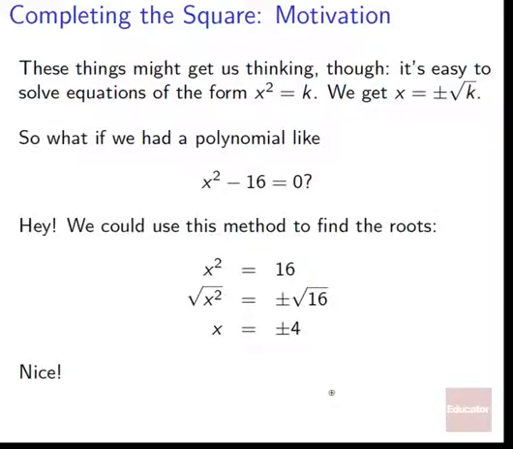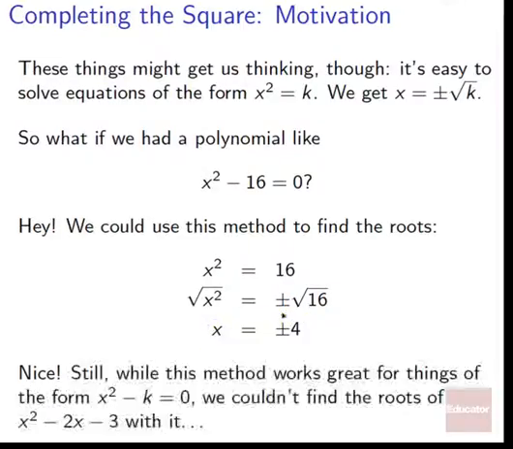So what if we had a polynomial like x squared minus 16 equals 0? Well, that's really easy, right? We just toss that 16 over. We get x squared equals 16. Square root of both sides. Square root of x squared equals plus or minus square root of 16. So we take the square root of both of those. X equals plus or minus 4. We managed to find the answer. Nice. So it worked really easily when we've got this x squared minus k equals 0.